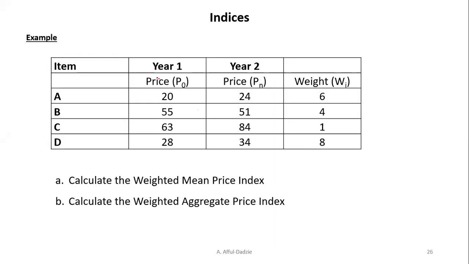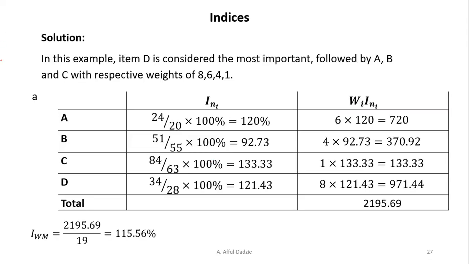So for instance, let's say that we have the price in year 1. So you have year 1, and these are the prices. And in year 2, or PN, we have these prices, and we have the weights. So this is the price in this period, and that, and that, and that. And you have the weight. So it says calculate the weighted mean price index, and then the weighted aggregate index.